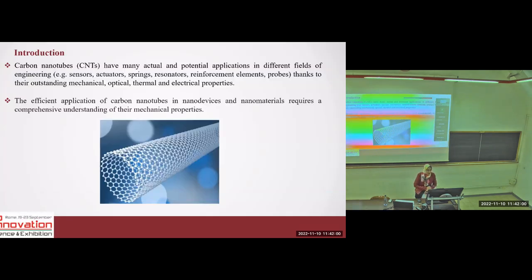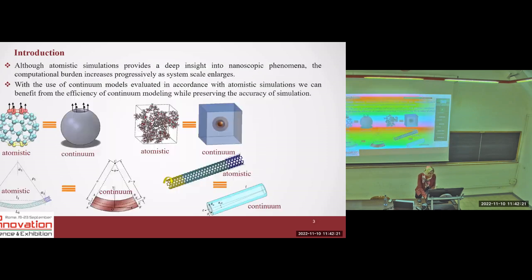As Dr. Tuna explained well, carbon nanotubes have many potential applications because they can be used in different areas of engineering like sensors and reinforcement elements. And if we want to use them efficiently, we need to provide deep insight into their mechanical properties. As we talked yesterday and Dr. Tuna today, with atomistic simulation, we can provide a deep insight into nanoscopic phenomena.